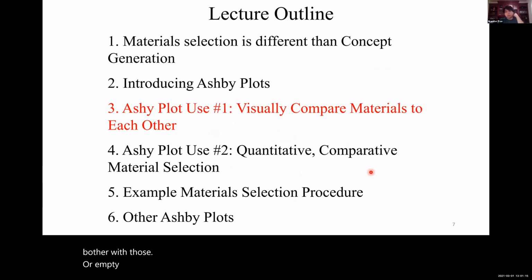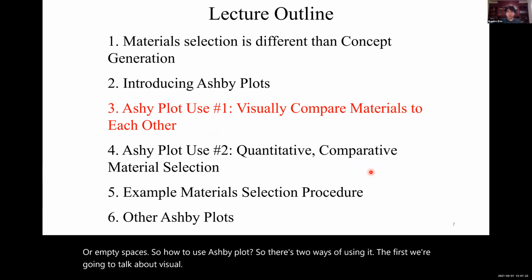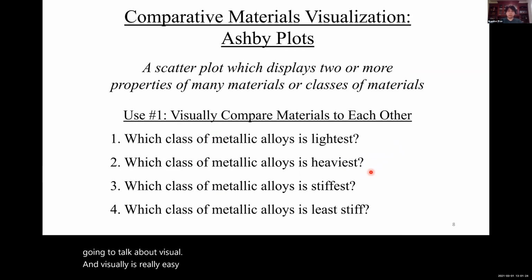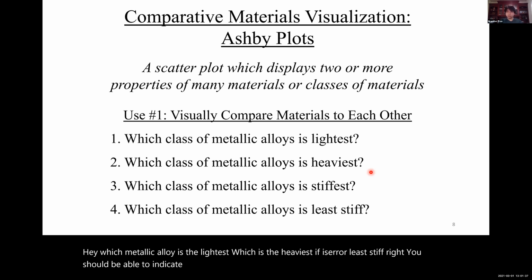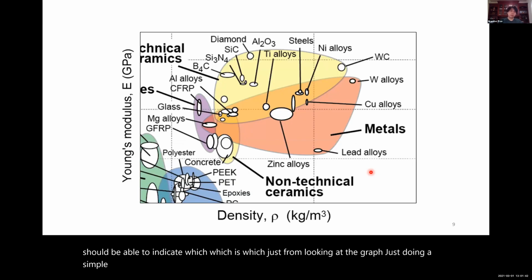So how to use Ashby plots. There's two ways of using it. The first way we're going to talk about is visual. And visually is really easy. If we go to the metallic alloy category and I ask you, hey, which metallic alloy is the lightest, which is the heaviest, stiffest, or least stiff, right? You should be able to indicate which is which just from looking at the graph, just doing a simple graphic analysis, right? So here we are zoomed in on the metallic alloy group.